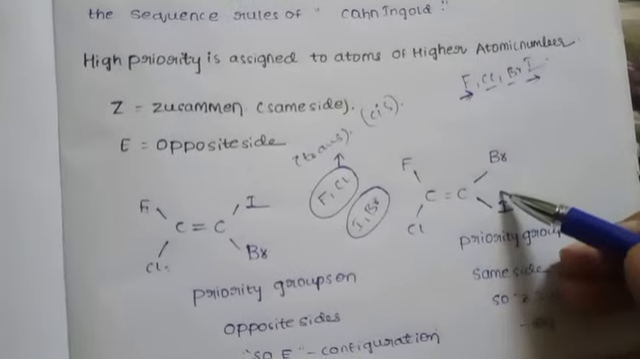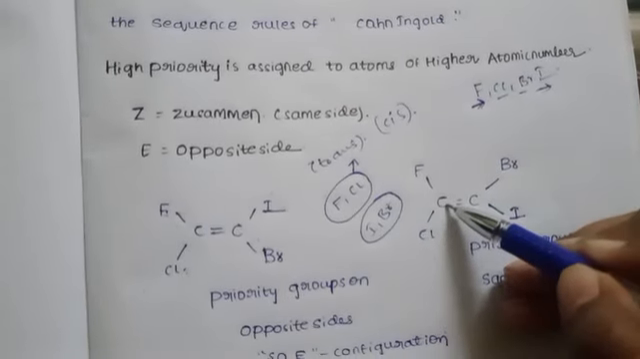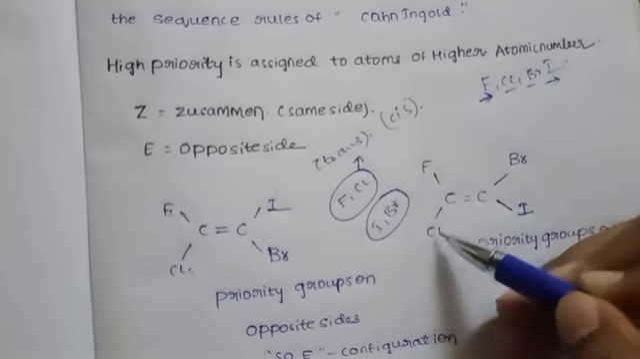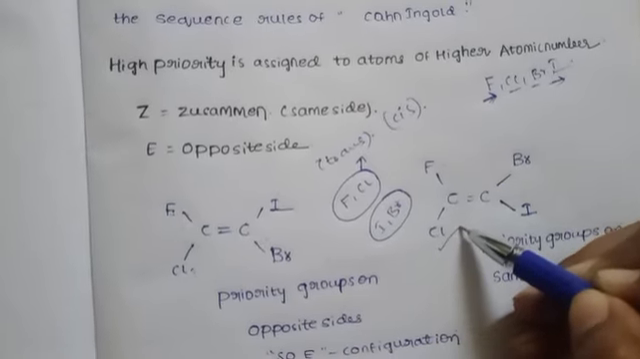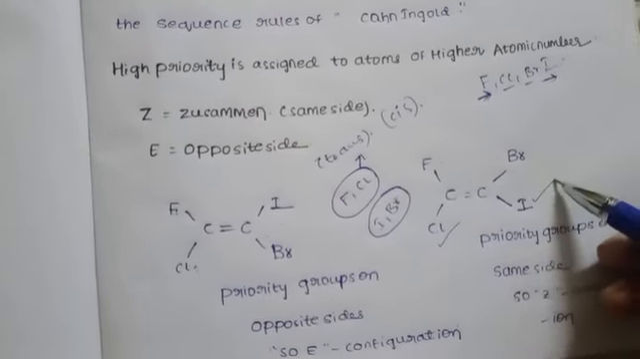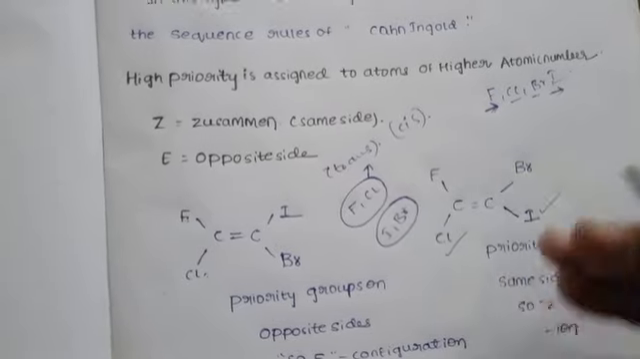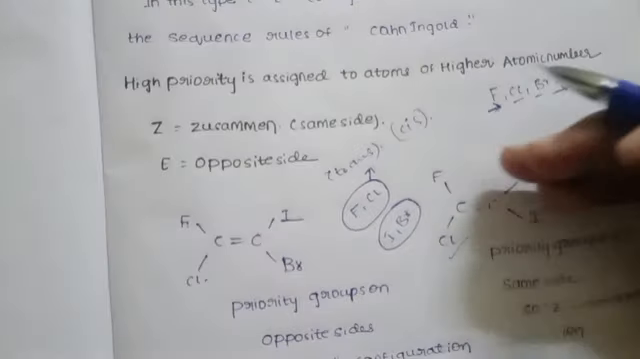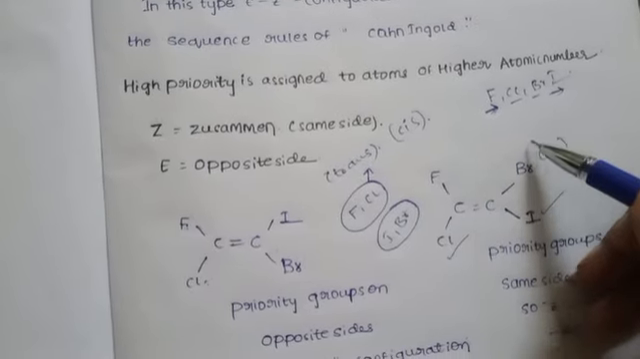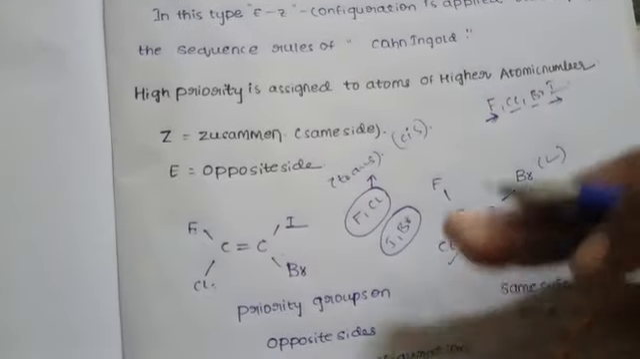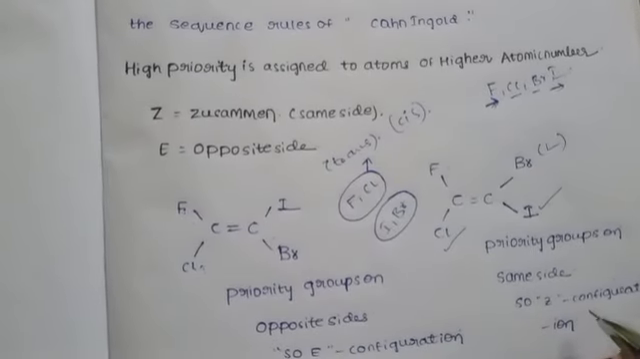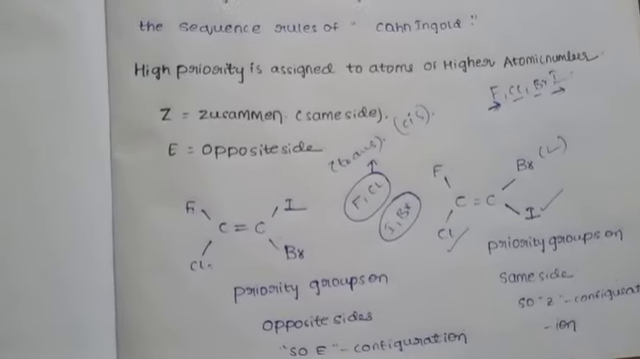When you observe this, carbon double bond carbon, in fluorine and chlorine, chlorine is the highest priority. In bromine and iodine, iodine is the highest priority, and chlorine and iodine are on the same side, and fluorine and bromine, which are the lowest priority, are also on the same side. So these are in the same direction, and this is named the Z configuration. Okay, thank you.